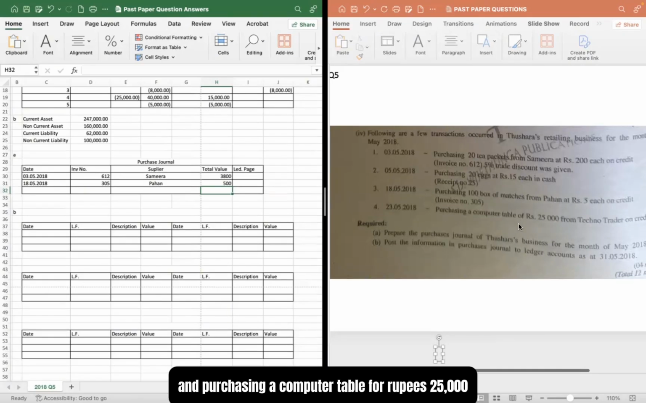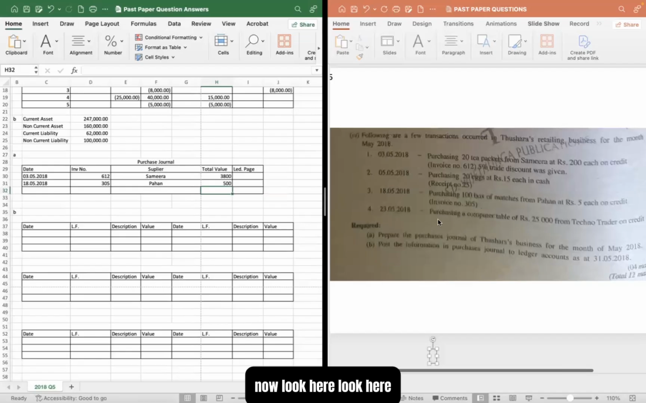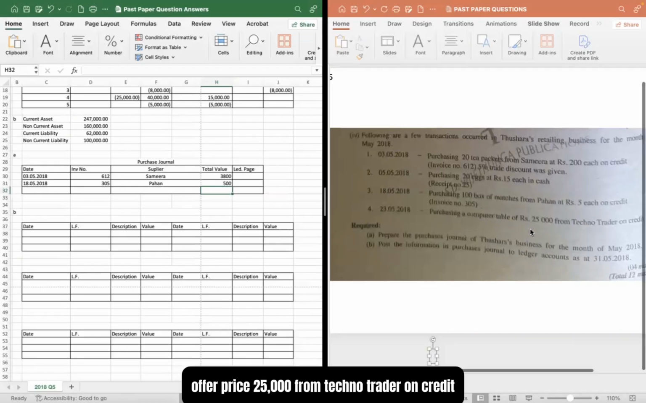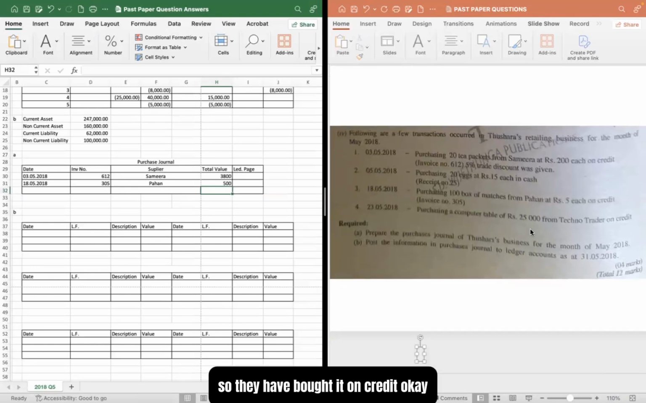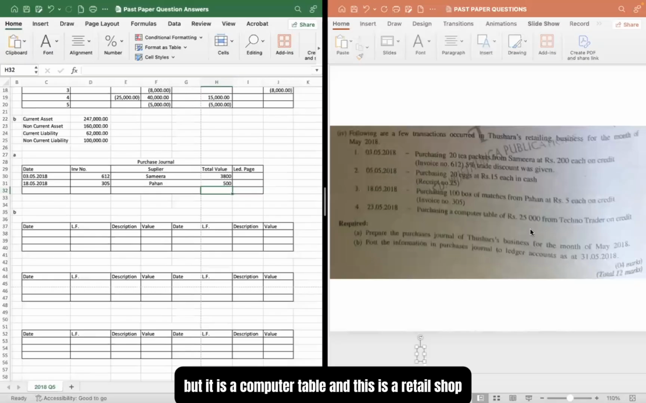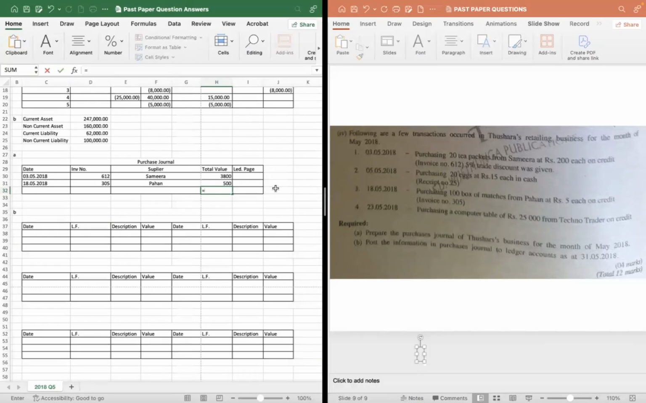And purchasing a computer table for rupees 25,000 from Techno Traders on credit. Now look here, they have bought it on credit. But it is a computer table and this is a retail shop. So this will not be recorded because this is not a tradable good. So we will not record it.